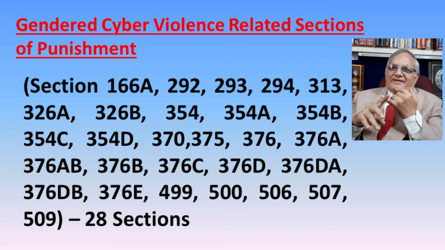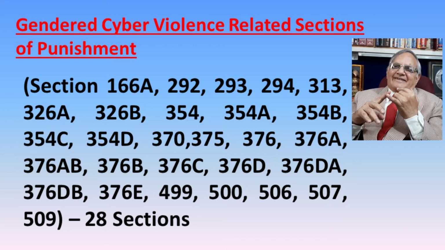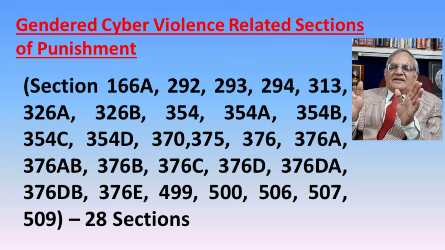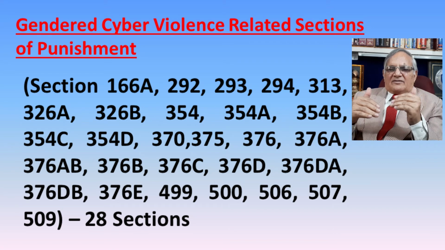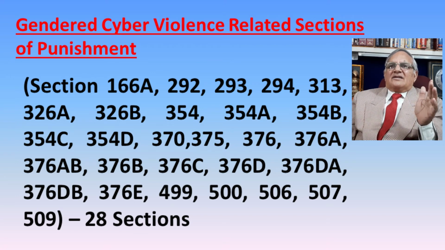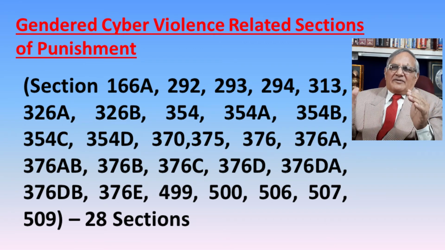But this is non-cognizable. So police cannot take direct action under Section 499 or 500 defamation. So they add some other sections which are cognizable, and they register the case. Then Section 506, this is the punishment for criminal intimidation. We are talking about the sections which are related to gendered cyber violence only, not other cases. So Section 506, that is all in the IPC related to gendered cyber violence.